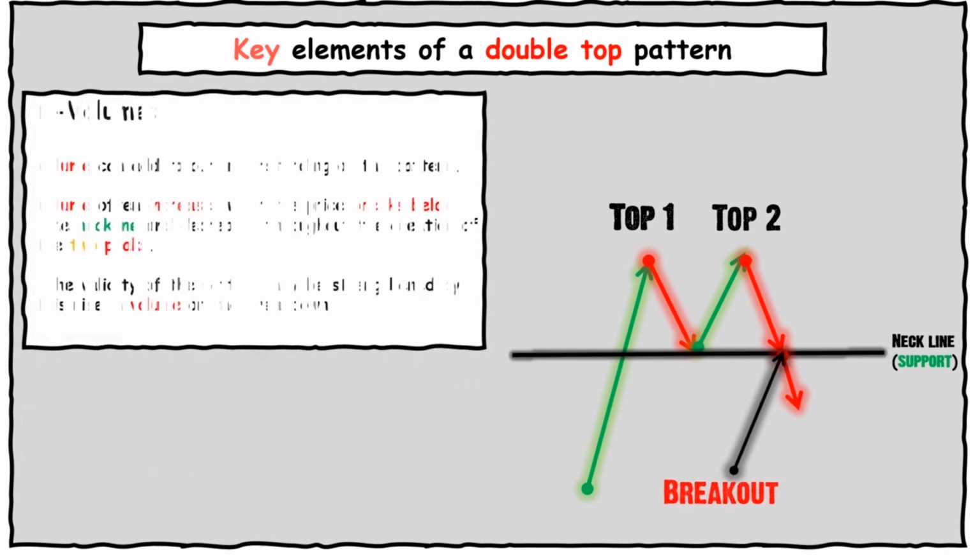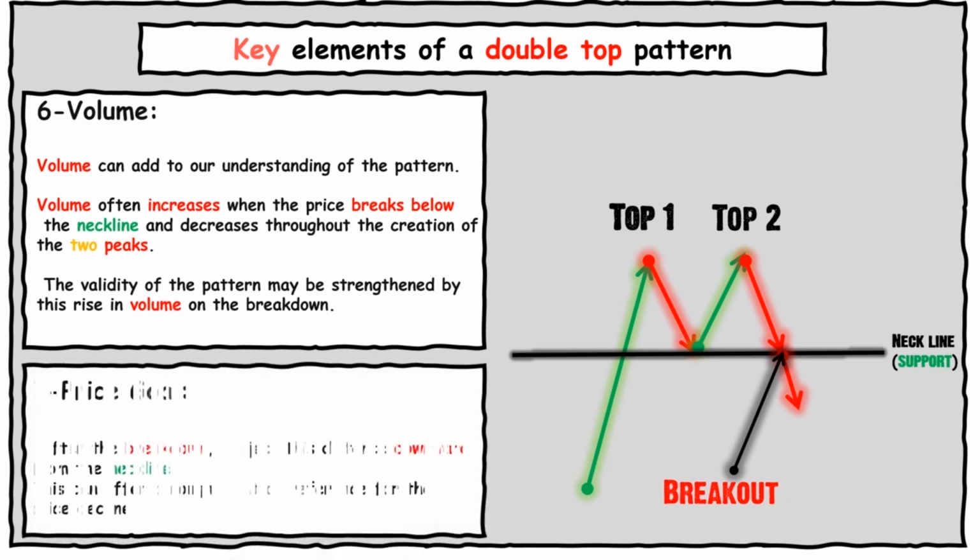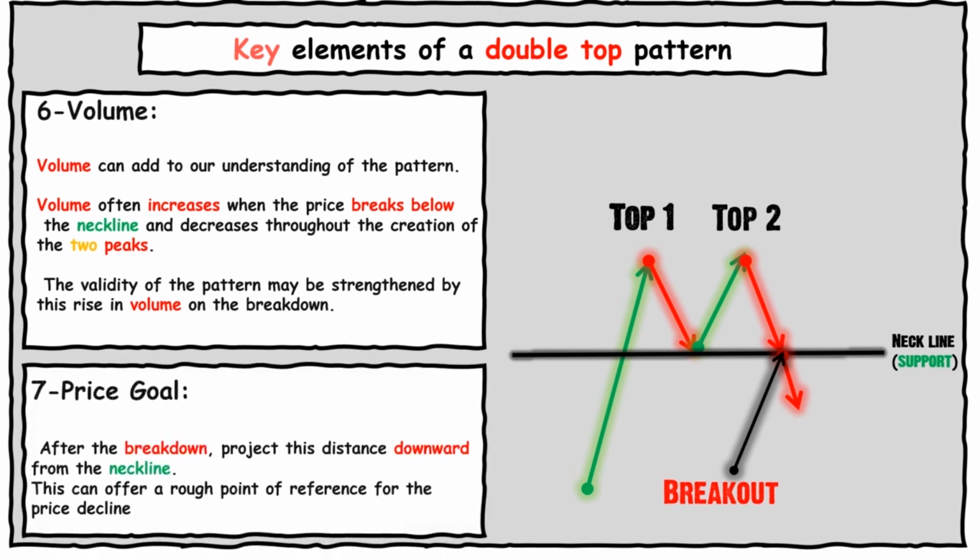6. Volume. Volume can add to our understanding of the pattern. Volume often increases when the price breaks below the neckline and decreases throughout the creation of the two peaks. The validity of the pattern may be strengthened by this rise in volume on the breakdown. 7. Price goal. After the breakdown, project distance downward from the neckline. This can offer a rough point of reference for the price decline.